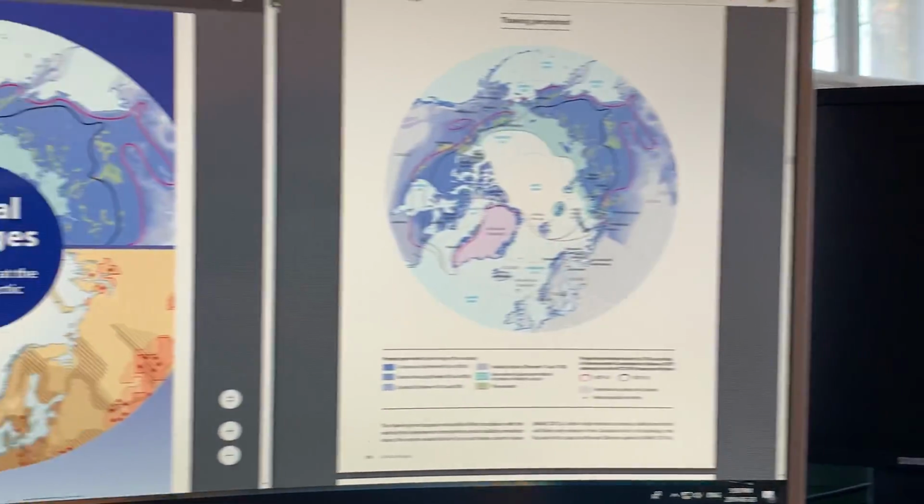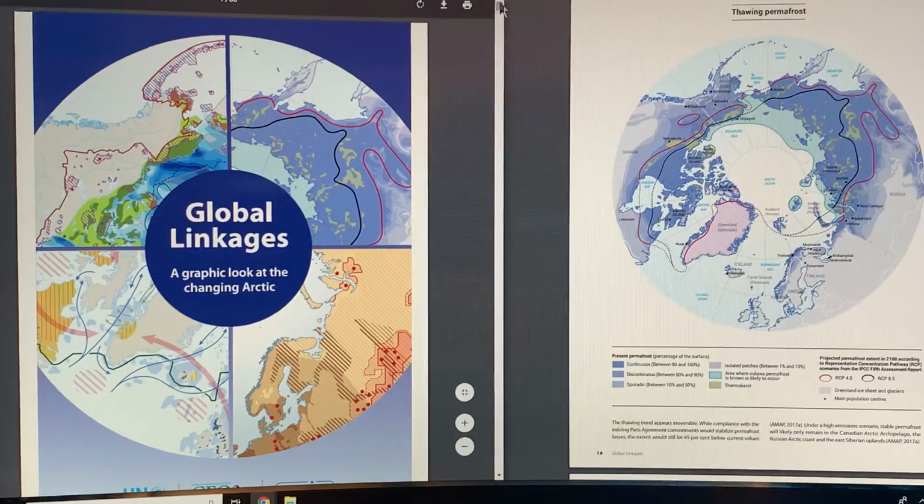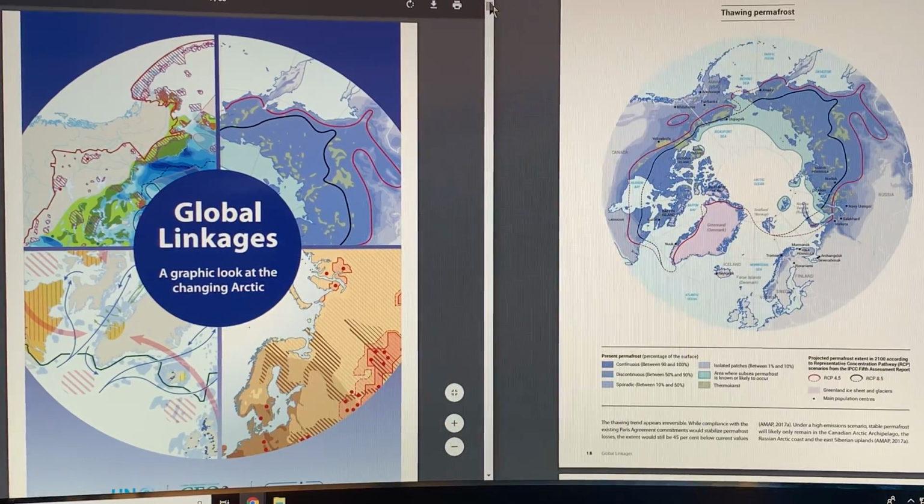Okay, so in this video, I'm continuing on the new report, which is heavy on the graphics and illustrations, which are excellent, showing all of the immense changes that are happening in the Arctic. The report, you can Google it, it's called Global Linkages, A Graphic Look at the Changing Arctic, and it just came out recently. It's a UN environment report. Okay, so this is the splash page here on the left of the video, and in the last video I started talking about all of the different illustrations and figures.